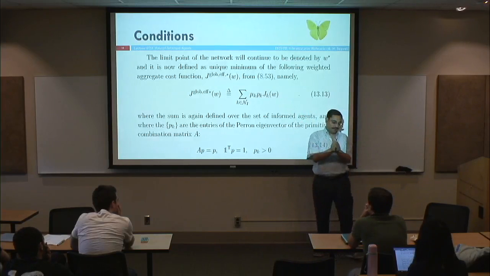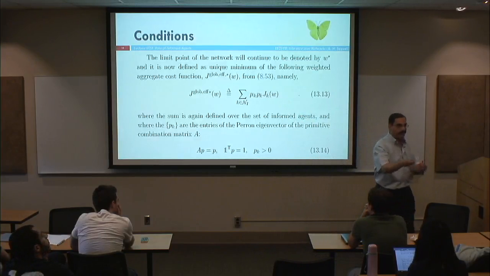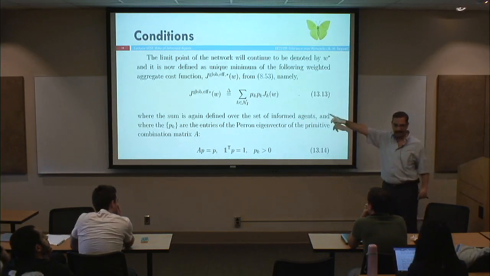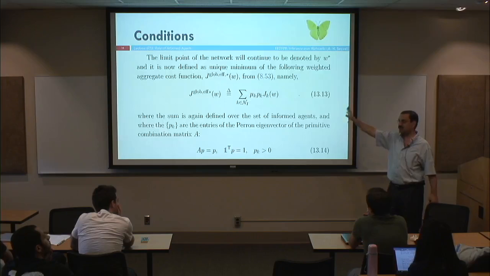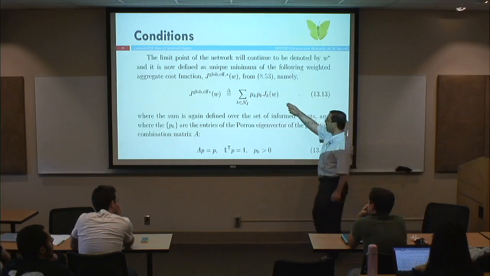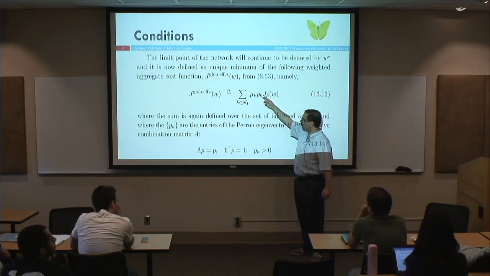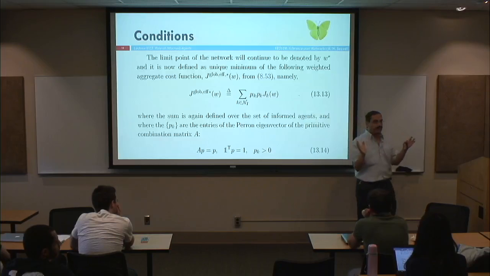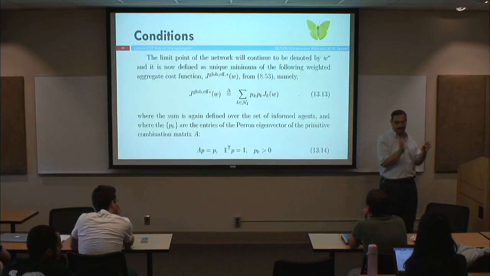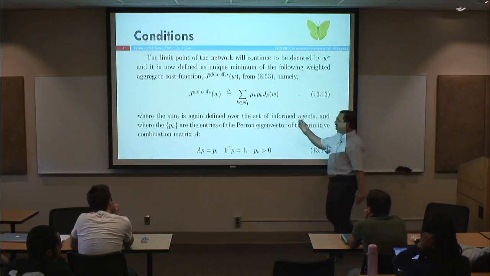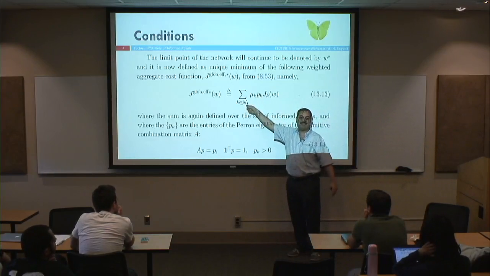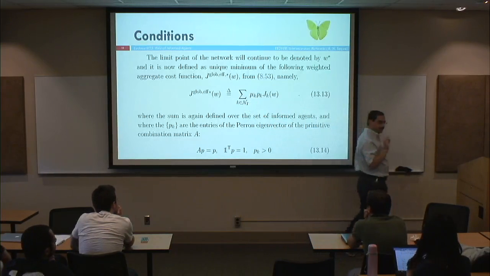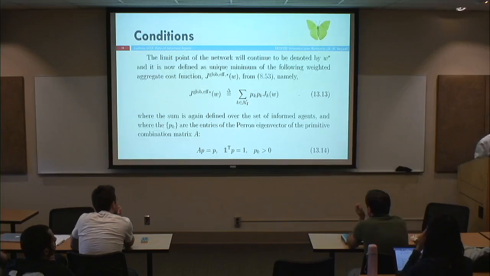If the costs happen to have different minima, the Pareto solution will be determined by the minimizer of this cost, right? Okay. Very good. And these p's are the Perron entries of A, correct? So far I'm just formulating the problem, right? Nothing changed. The only thing that changed is that everything that's happening is determined by these informed agents so far, okay?